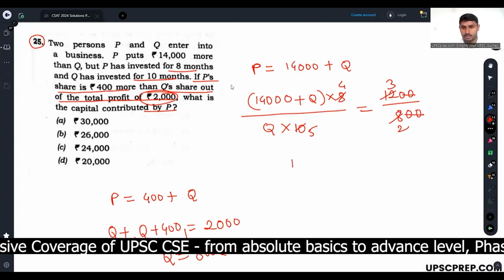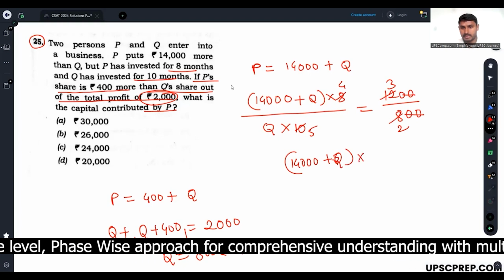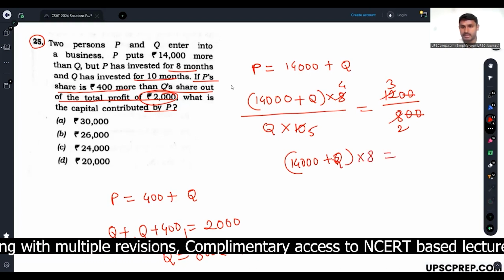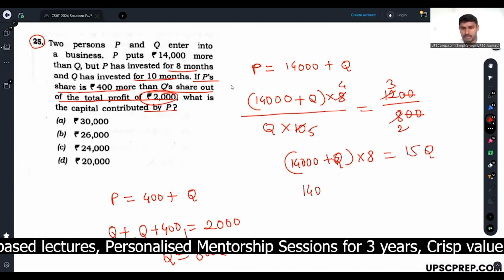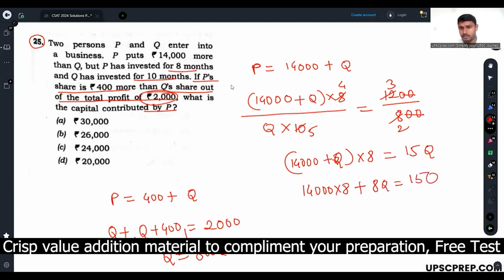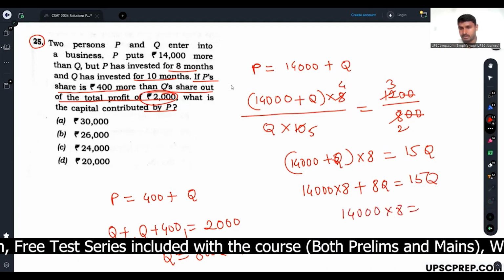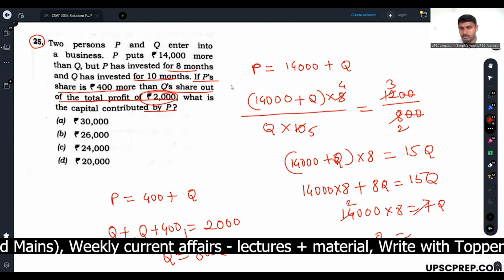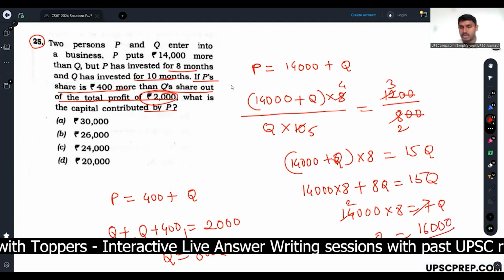This 2 will go on this side, cross multiplication, 14,000 plus Q into 8 will be equal to 15Q. So just take multiplication, 14,000 into 8 plus 8Q, that will be equal to 15Q. This 8Q will go on the right hand side. So 14,000 into 8 will be equal to 15 minus 8, it's 7Q. So Q will be equal to, 7 1s are 7, 7 2s are 14, 2000 into 8 will be 16,000. So 16,000 Q has invested.